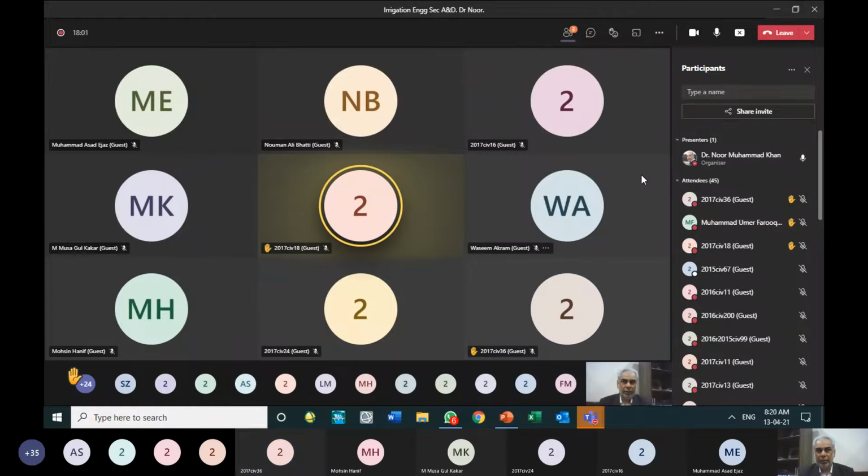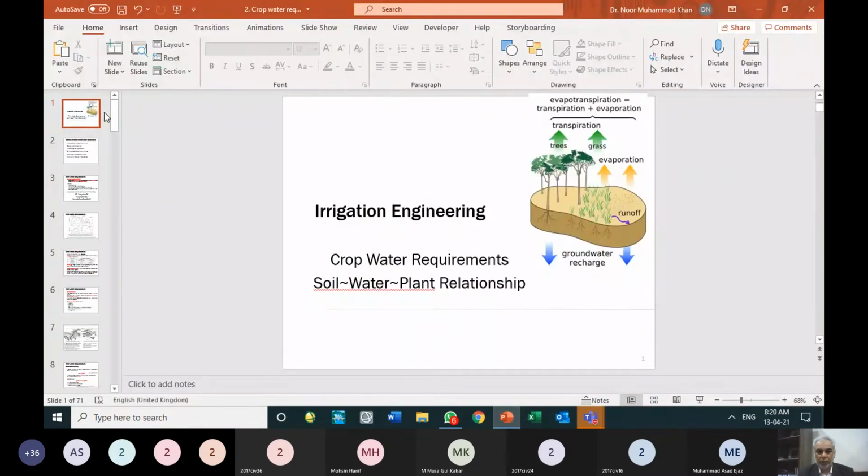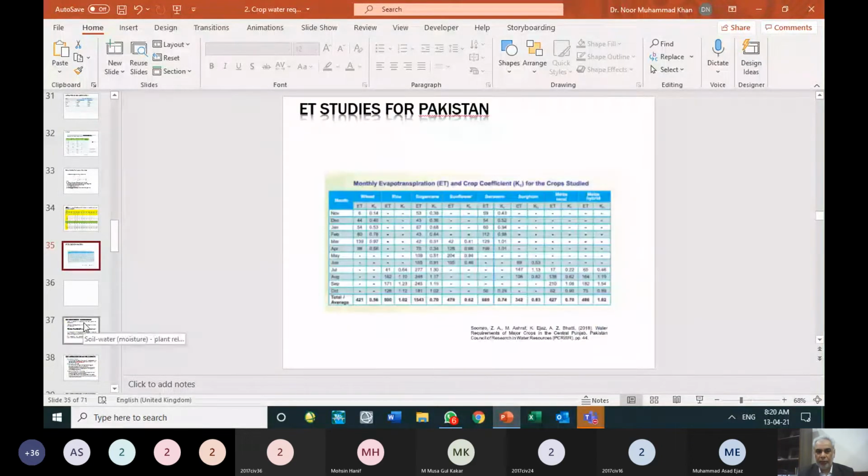Temperature, so mean temperature of the time period. If you are working on monthly basis, so mean monthly temperature, and if you are working on daily basis, then daily temperature. So that is a quick revision. Soil water plant relationship is also important so that we can use the water.